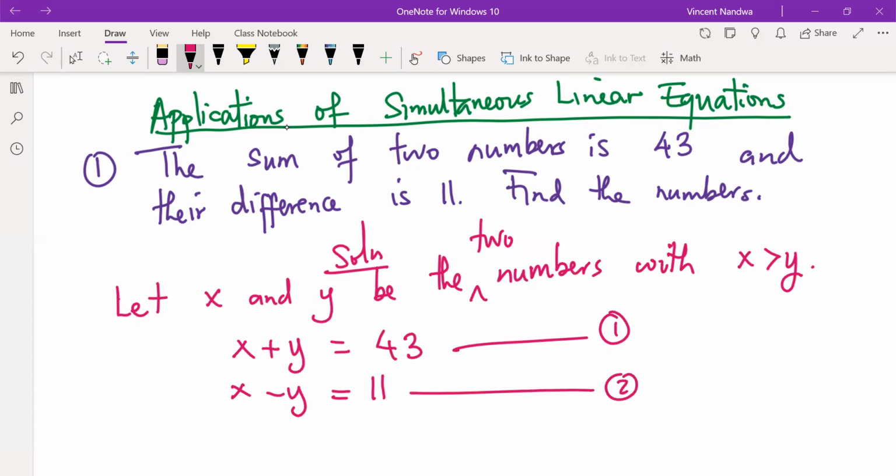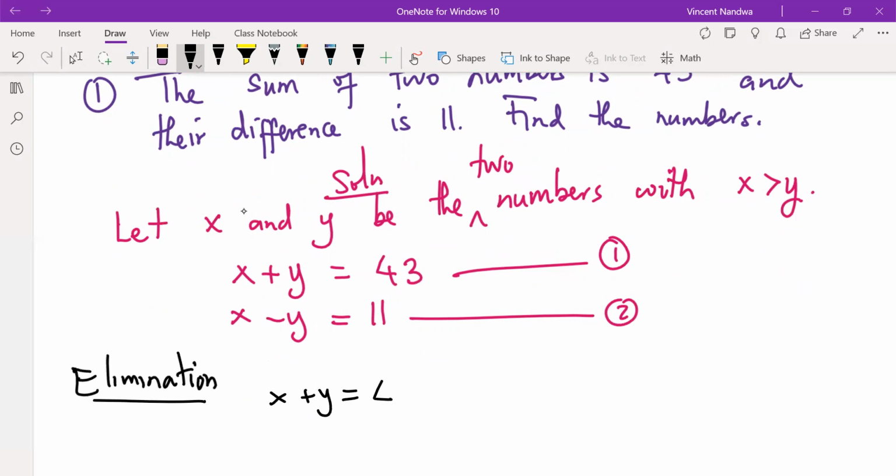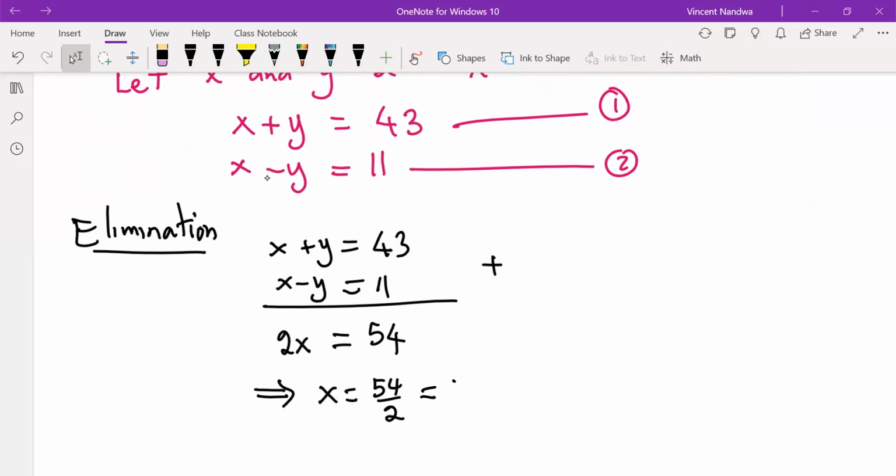Now you are at liberty to apply any of the methods we discussed on how to solve simultaneous equations to get x and y. So if I decide to use elimination method, x plus y equals to 43, x minus y equals to 11. If I decide to add these two equations, I'll have 2x, because x plus x is 2x, y minus y is 0. So this will be 54. So this means x equals to 54 divided by 2, which will be 27.